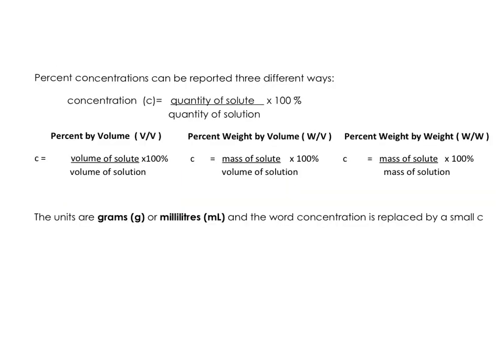So these percent concentrations can be reported three different ways: percent by volume, volume over volume, percent weight by volume, weight over volume, and percent weight by weight, weight over weight. The concentration is represented by a small c, and it's the quantity of solute over the quantity of solution times 100%. The units that we use in this type of concentration are always going to be grams or milliliters. So if you have your mass or volume in any other measurement, you have to convert to grams or milliliters when using household concentrations.